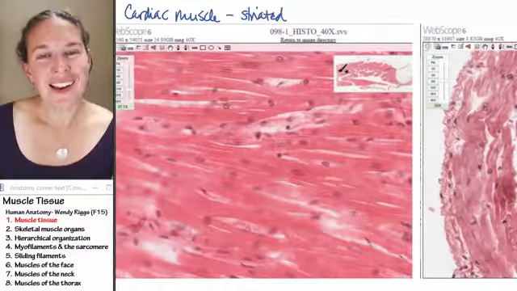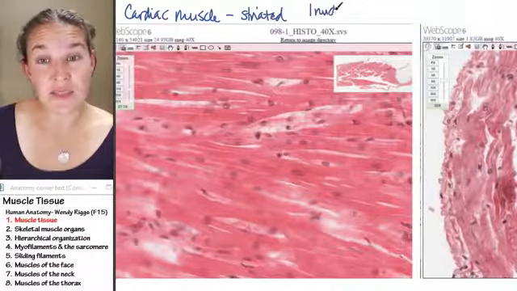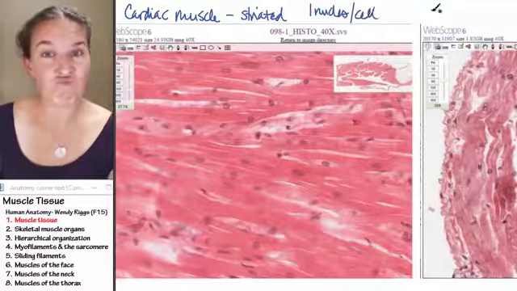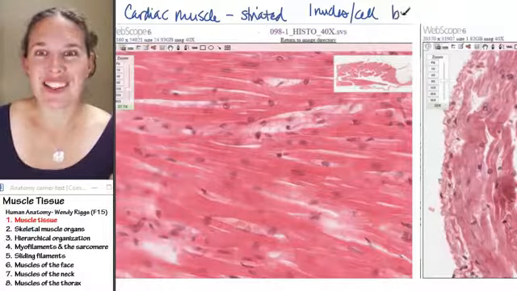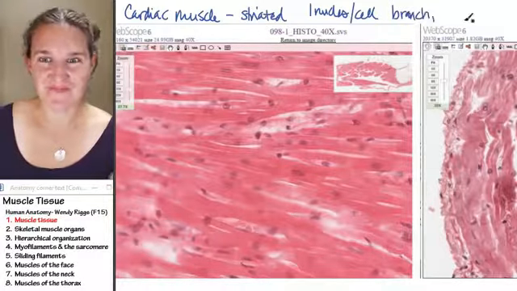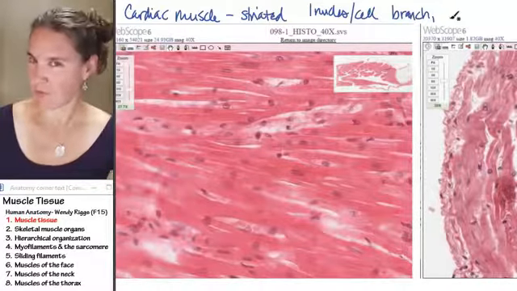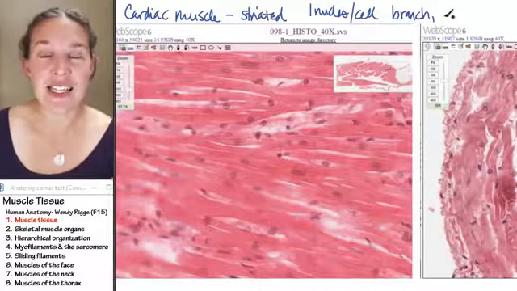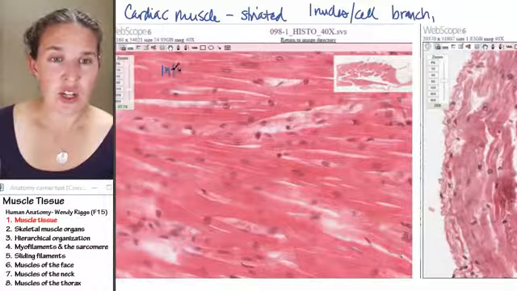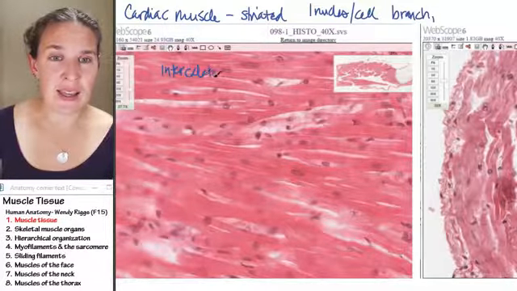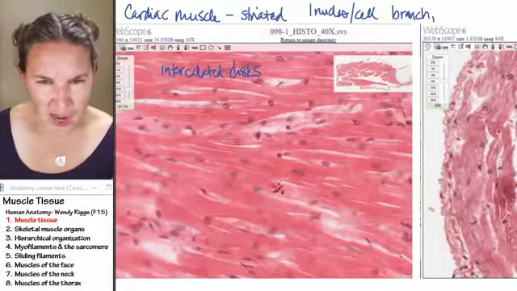So let's talk about some of the characteristics of cardiac muscle. There's one nucleus per cell. Okay, it is striated. They branch. The cells branch. Think about your heart. Why would it be important for cells to branch? And then they connect. The cells connect to each other at structures called intercalated discs.